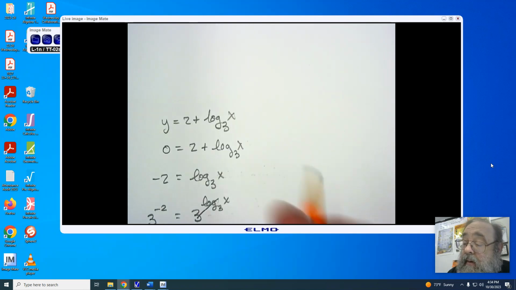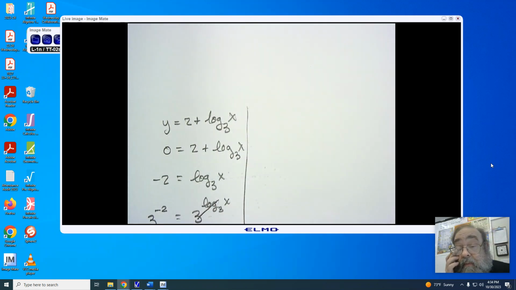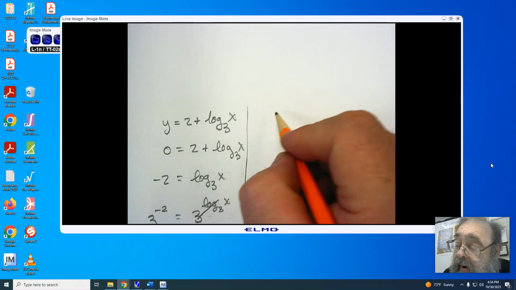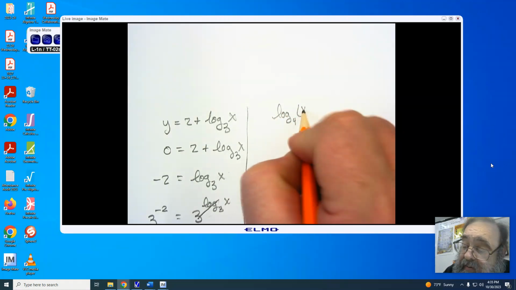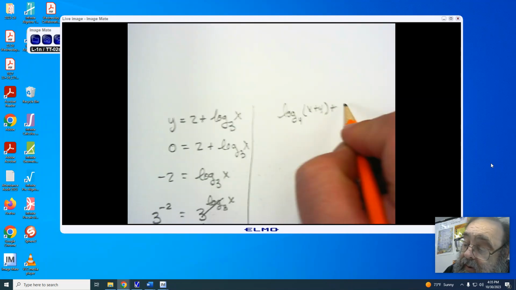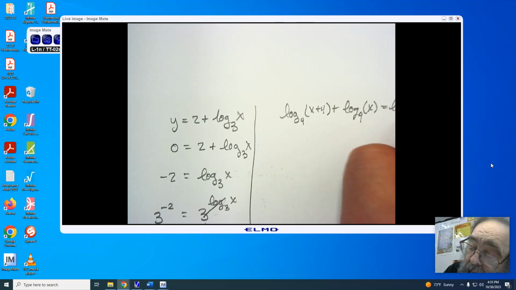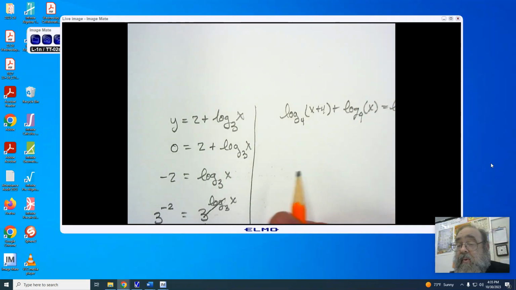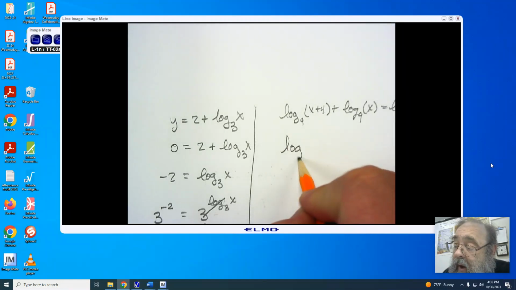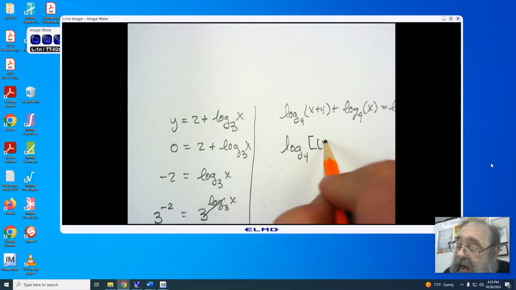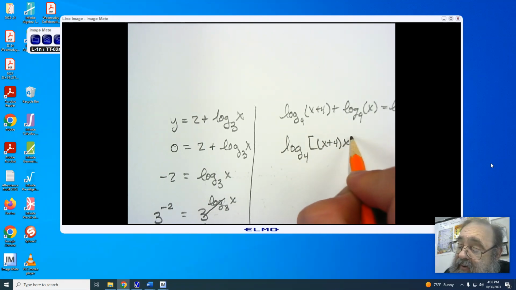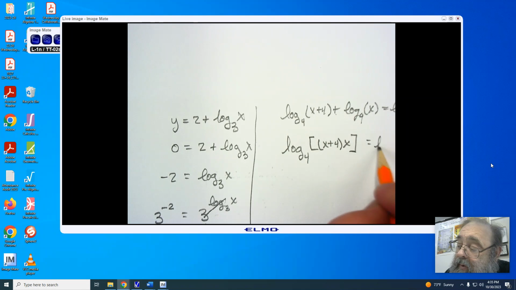Number 14. Number 14 and 15 are now our two solving problems. So we're starting off with log base 4 of x plus 4 plus log base 4 of x equals log base 4 of 5. And I need to get them into a single logarithm on both sides. This is one of the reasons why we had to learn how to condense. I'm now going to condense log base 4 of x plus 4 times x to represent that sum. And it equals log base 4 of 5.